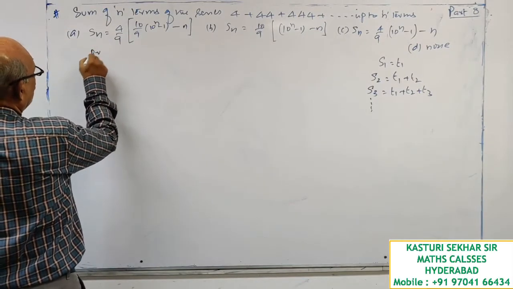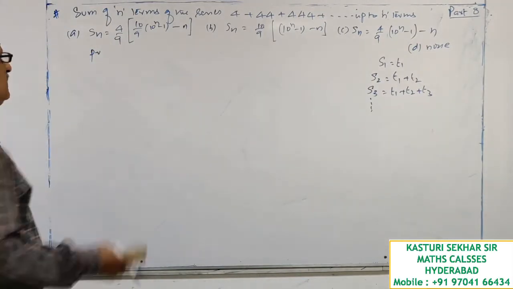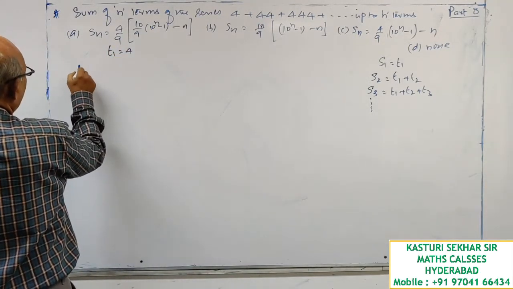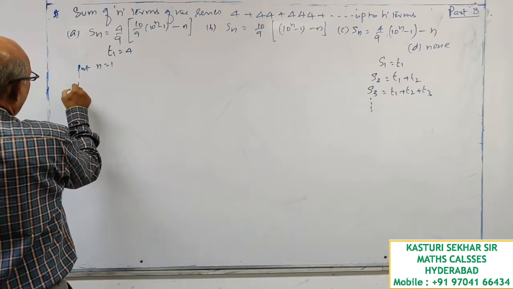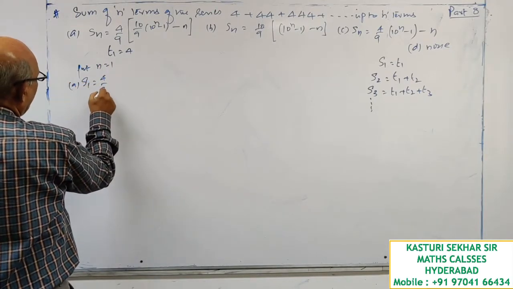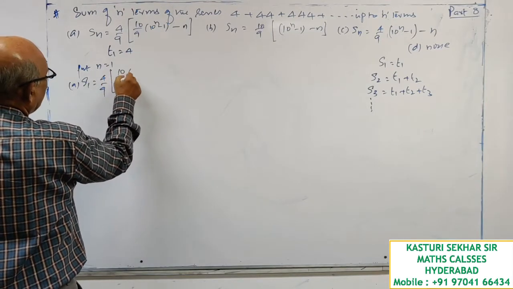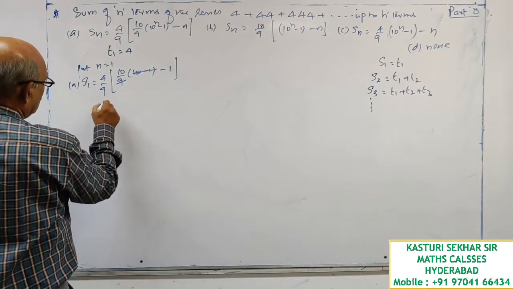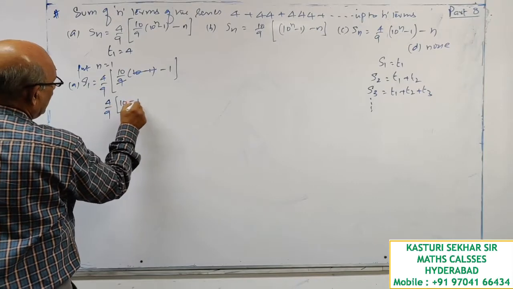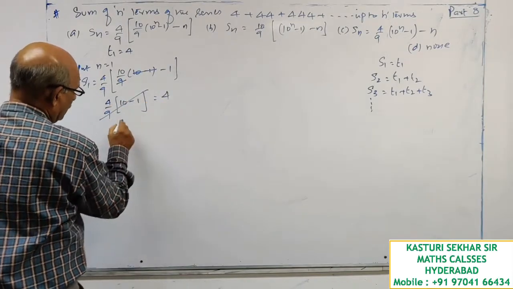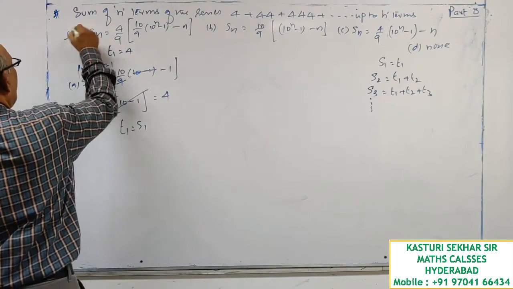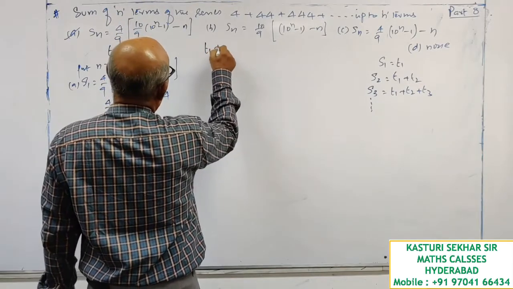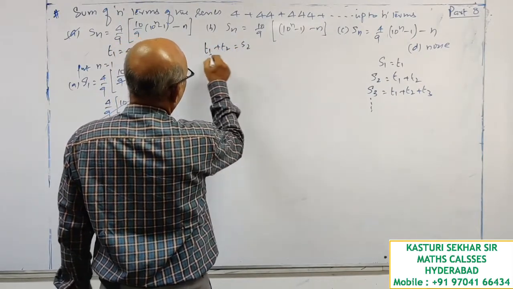So put n is equal to 1. You take T1, T1 is equal to 4. In option A, S1 is equal to 4 by 9, 10 by 9 into 10 minus 1 minus 1. It will go, so this is 4 by 9 into 10 minus 1, again cancel, this is 4. T1 is equal to S1, option A is the answer. You can verify this with S2 also. T1 plus T2 is equal to S2 condition.